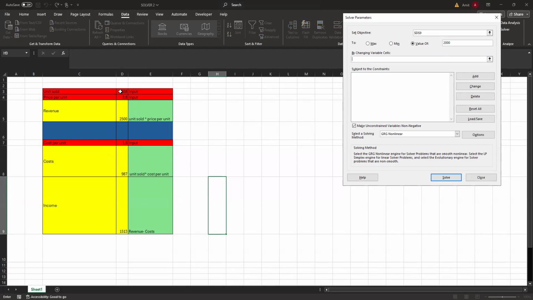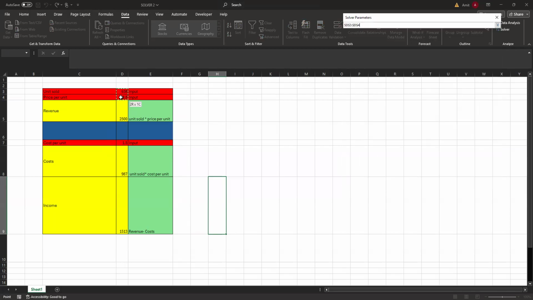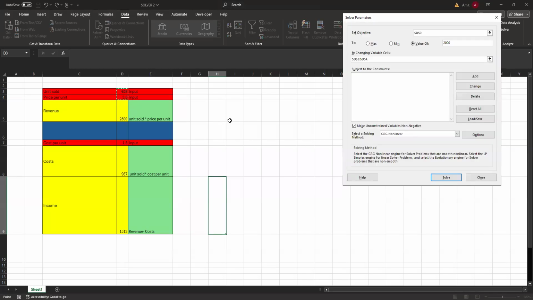We can change these two variables. I'm selecting these two together: unit sold and price per unit, comma, and I also select this cost per unit. What should these input parameters be changed to so that my output or response is changed? What should their values be so that I get 2000 income or profit? It can be maximum, minimum, or value of. Now there can be some constraints added here, Subject to Constraints.